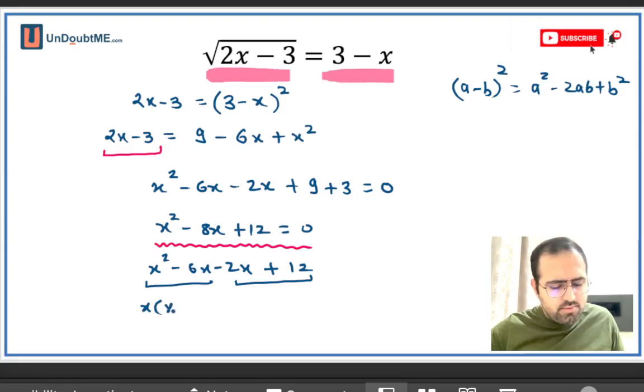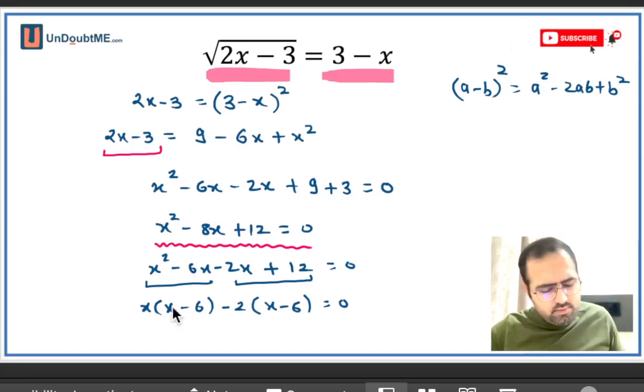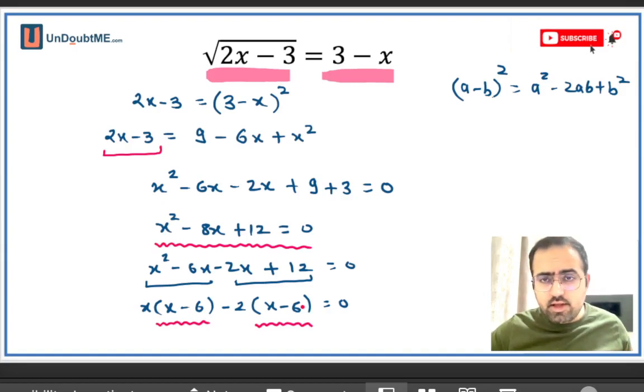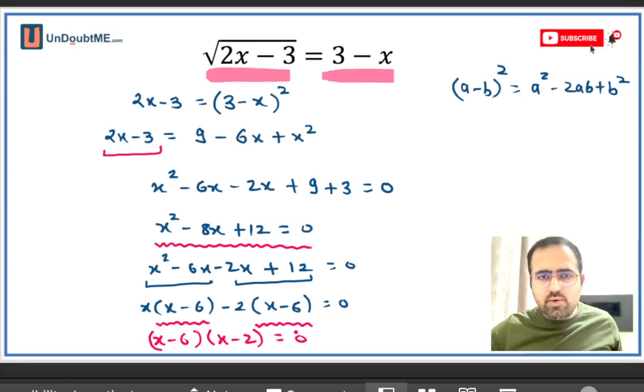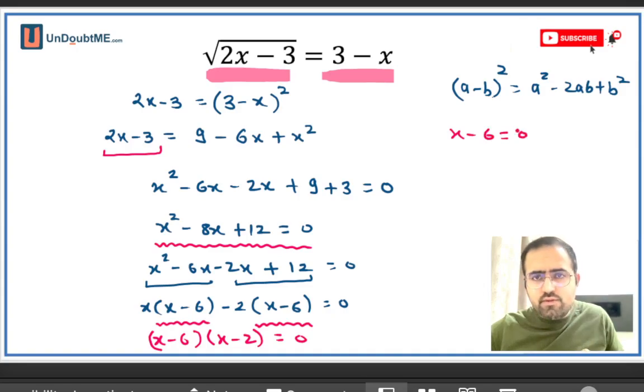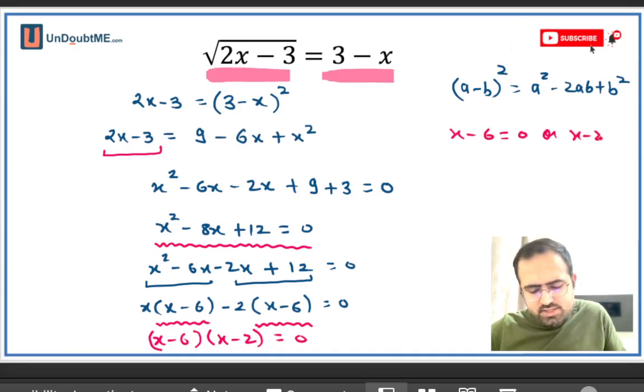So from the first two terms it will be x common, x minus 6 will be left in the bracket. Then from the last two terms it will be negative 2 common, so x minus 6 will be left in the bracket. Now over here, this is a very important step where we have to always make sure that these two brackets are the same. If they are not the same, it means you have done something wrong. So do check it by going through the previous steps. So far whatever we have done is correct. The last step is (x minus 6)(x minus 2) is equal to 0, and I will write down the answer over here. So when I solve, it will be x minus 6 is equal to 0 or x minus 2 is equal to 0.